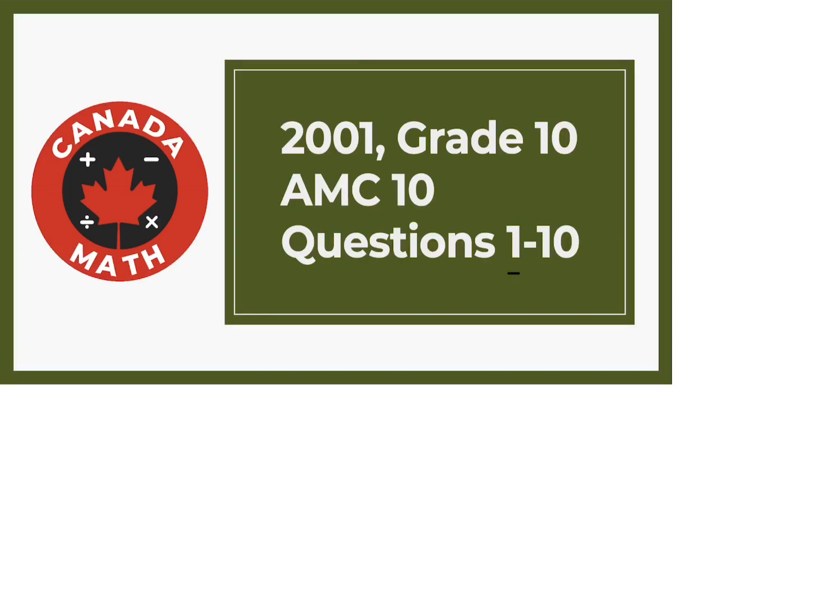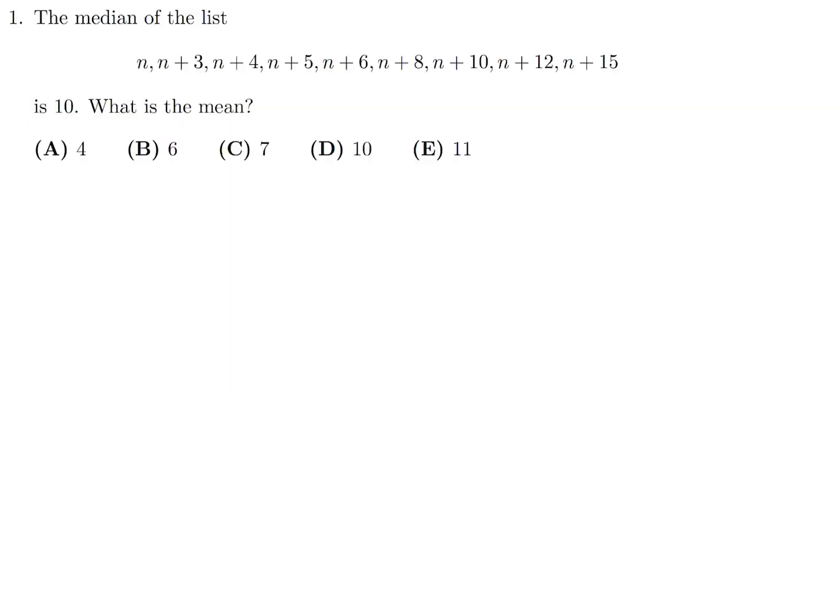Questions 1 through 10 of the 2001 Grade 10 AMC 10. The median of the list is 10. What is the mean? So the median is the middle value, and that looks like this one right here, n plus 6. And therefore, that is equal to 10. So n plus 6 is equal to 10. From that, you can get that n is equal to 4.